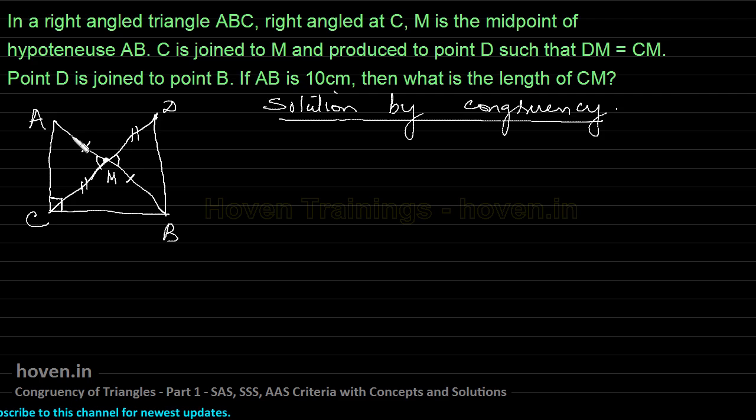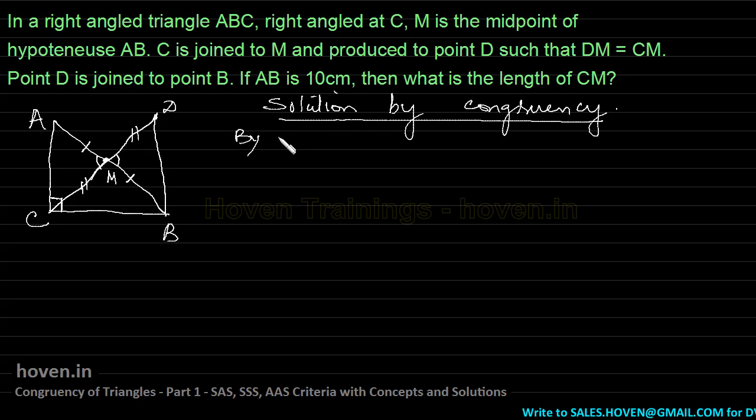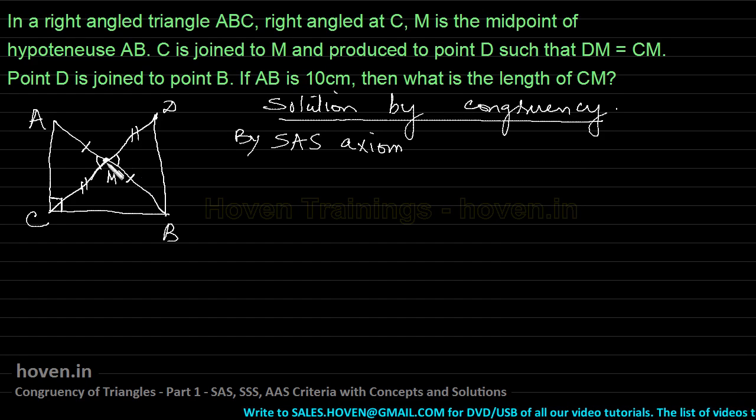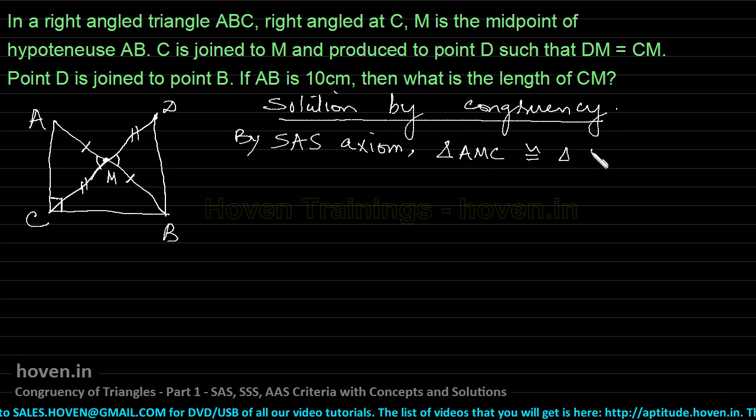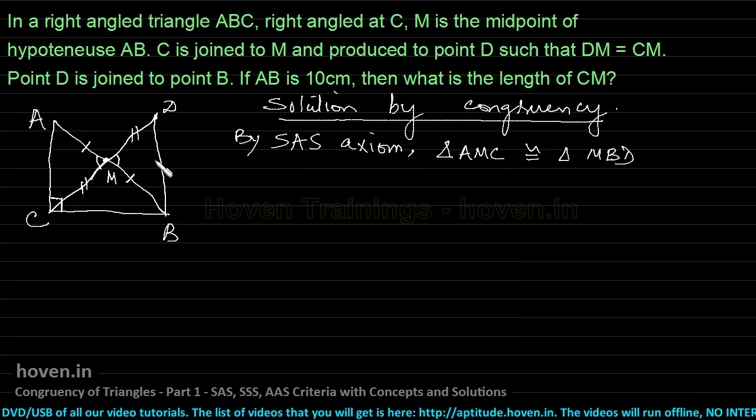Have a look at this triangle and this triangle. This side is equal to this side is equal to this side, and the included angles are vertically opposite. So we can say by SAS axiom, side, included angle, side, triangle AMC is congruent to triangle MBD. This is what we can easily see. I am not writing all those steps because I have already shown you with the help of this marker.